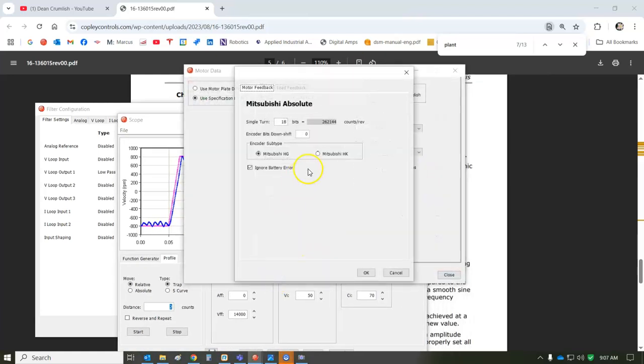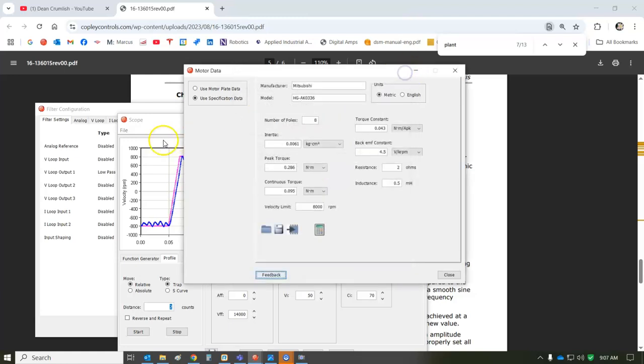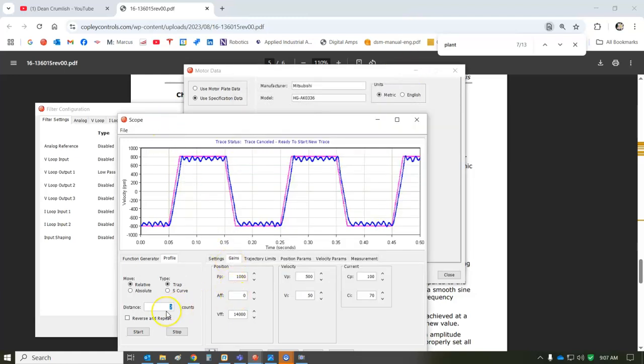So on the feedback, 262144. I'm just going to do a single turn, 262144, 2 to the 18. I lowered the VFF and I set my integral not too high. And there's no load, so my PP is at 1,000. So we'll see a move and settle.